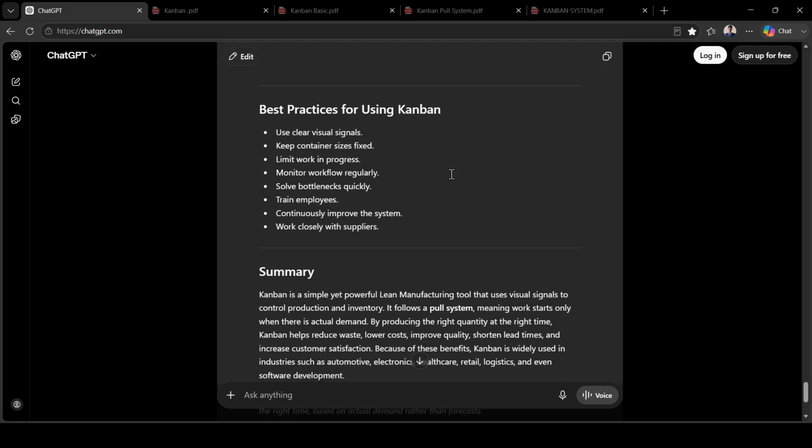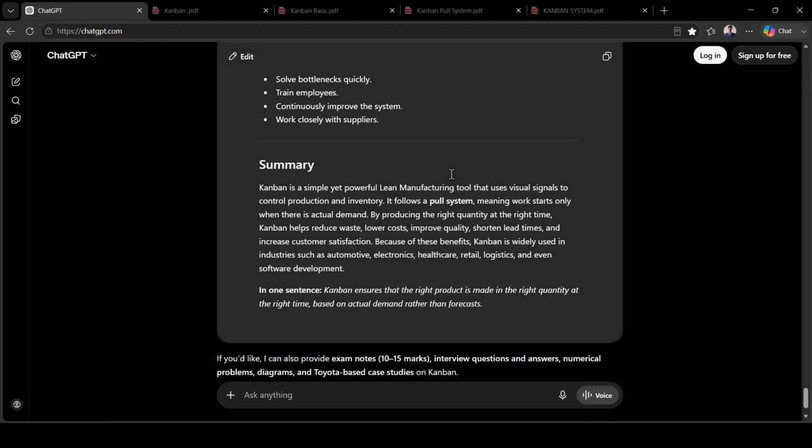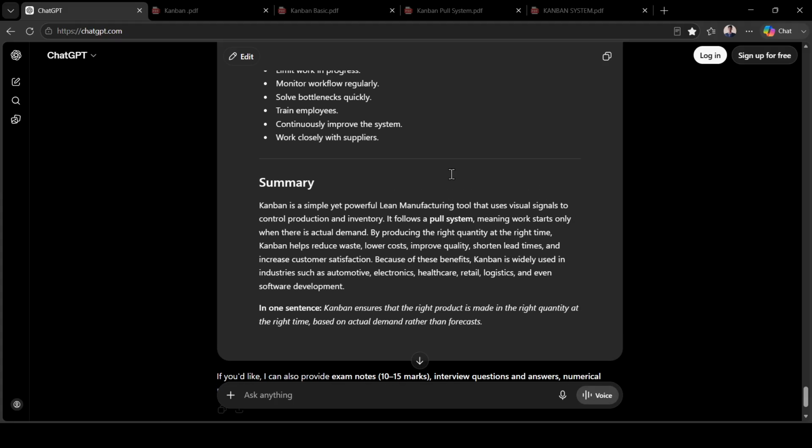And the best practices for using Kanban. Use clear and visual signals. Keep container size fixed. Limit work in progress. Monitor workflow regularly. Solve bottlenecks quickly. Train employees. Continuously improve the system. Work closely with suppliers.